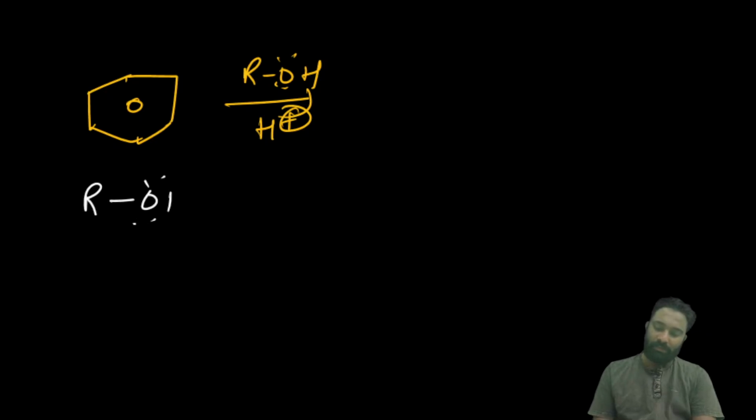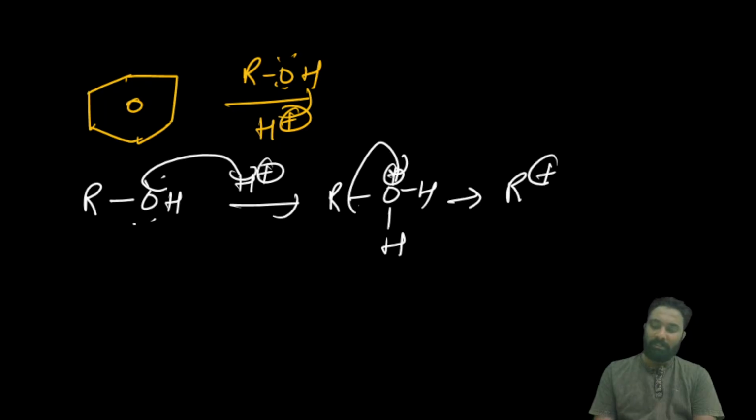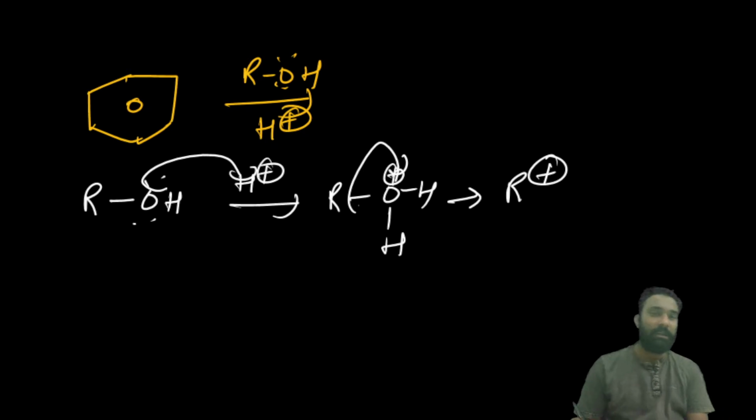How? Now this is the alcohol in the presence of H+. This alcohol will abstract this proton very fast and convert into the oxonium ion. Now we know the oxonium ion, with oxygen bearing the positive charge, is unstable. It will take the bond pair of electrons itself and generate the carbocation in this manner.